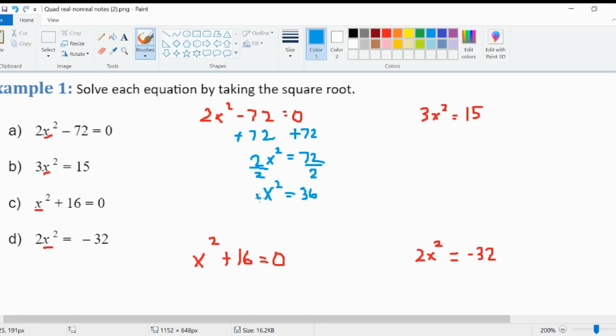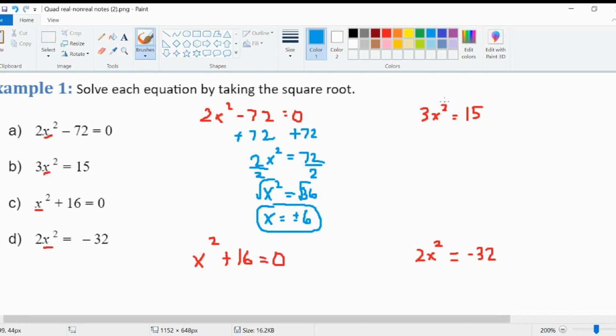From there, I'm going to take my square root of x squared, square root of 36, and we'll get x is equal to. Now the obvious answer here is 6, but also think about if you would square negative 6, that also will multiply to 36. So there's always going to be two answers when we solve quadratics. Here our answers are going to be x equals plus or minus 6.